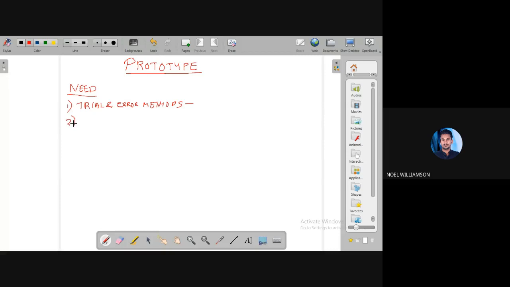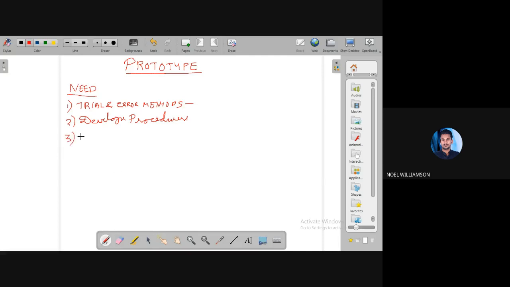It also helps to develop the procedures for the products to be manufactured. Okay, we can develop a particular procedure for how to manufacture a particular product. So we can develop a procedure according to that.